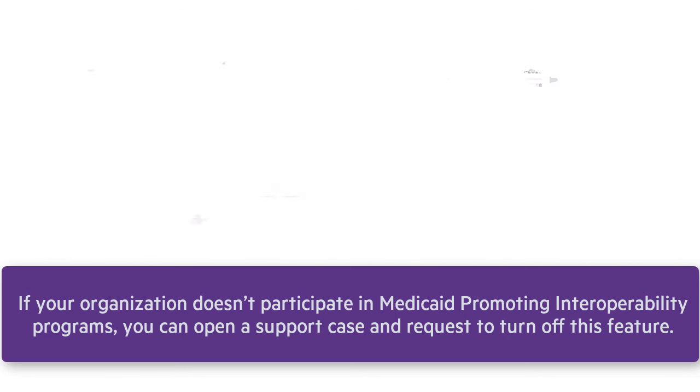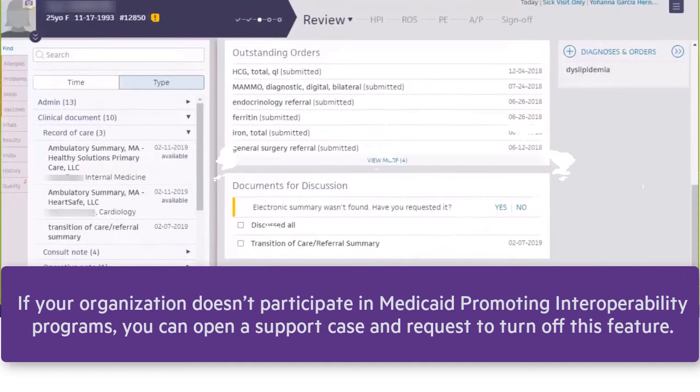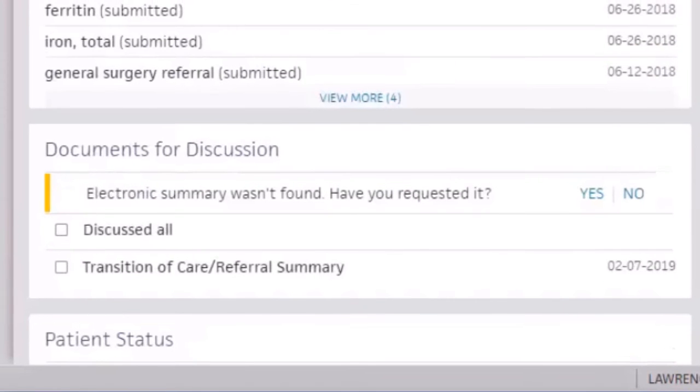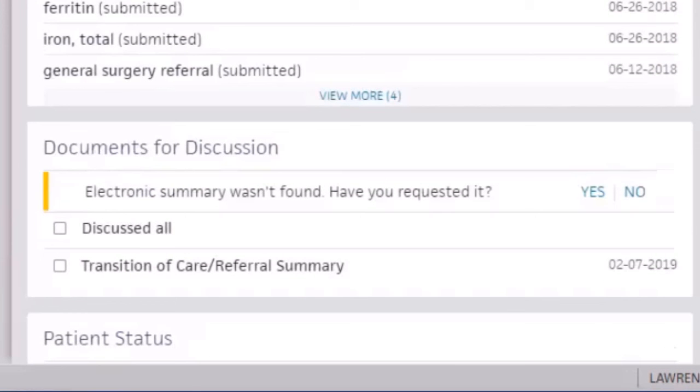If the newly referred patient or patient being referred back checkbox is checked, and there is no transition of care document marked as discussed, you will then see the question, "Electronic summary was not found. Have you requested it? Yes or no?" If this is a transition of care encounter, but you are unable to retrieve a record of care document or have requested a document, you would select yes. This will exclude this instance from this measure.